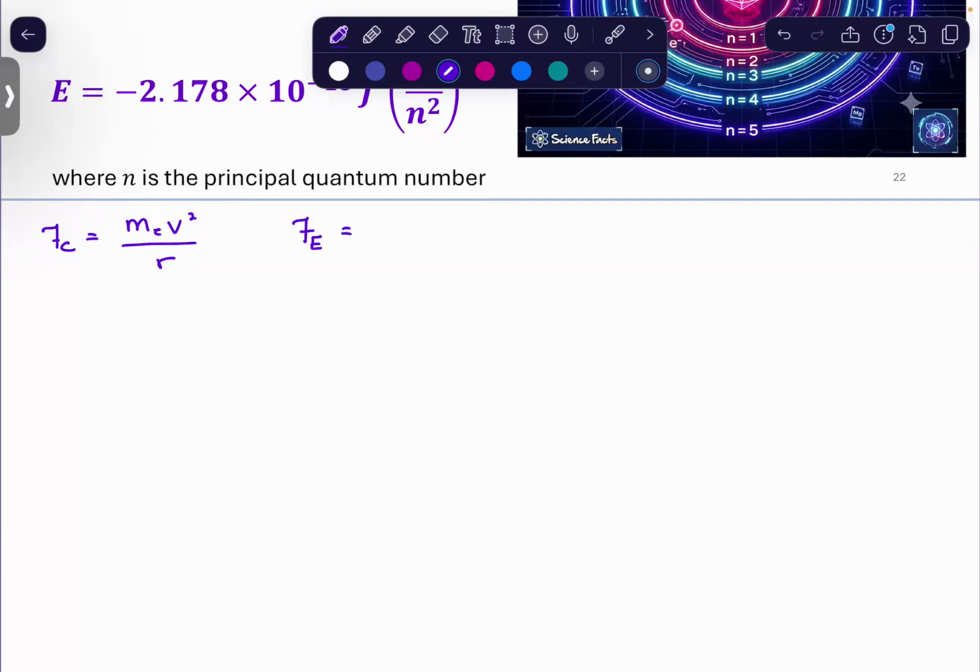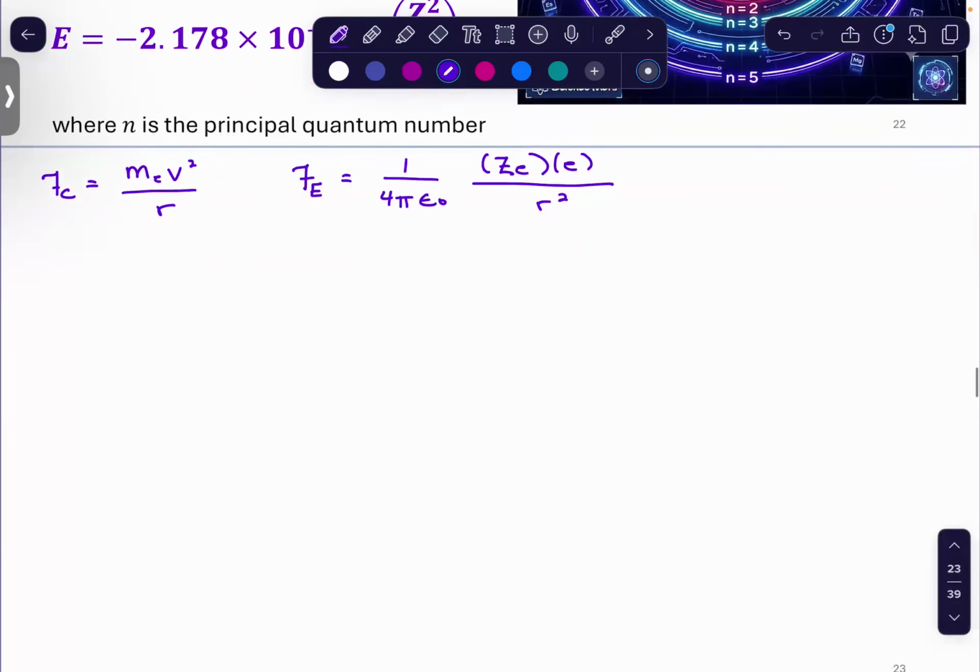Okay, so 1 over 4 pi epsilon 0, that is your Coulomb constant. Then you're going to have Z times e, which is the charge of your nucleus, multiplied by e, which is the charge of your electron, over r squared. Epsilon 0 is called the permittivity of a vacuum. So it's how much electrical energy is allowed to flow through a vacuum, maybe outer space. And so it's a constant. You can look that up.